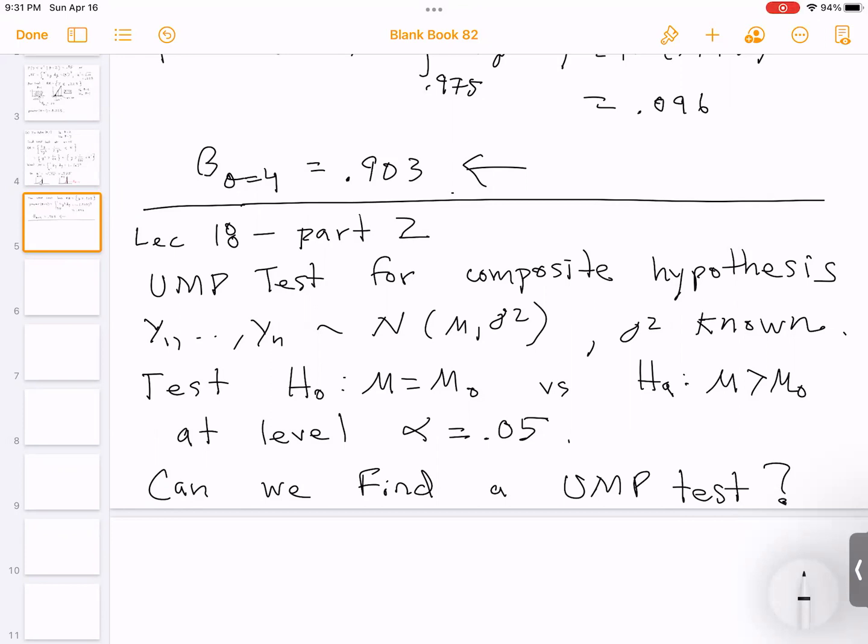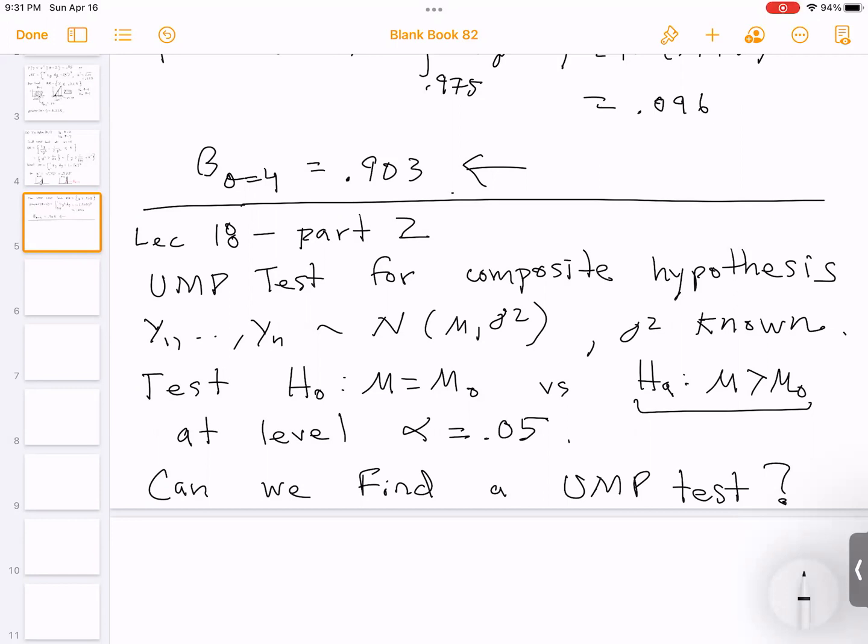So over here, now we have shifted over to a composite alternative hypothesis. The null hypothesis is still simple. We know what it is exactly. But the alternative is now the typical case we've been seeing. It's a composite hypothesis. In other words, for any mu greater than mu zero, we have a different distribution. So we don't know exactly what the distribution is. It still depends on exactly what that is.